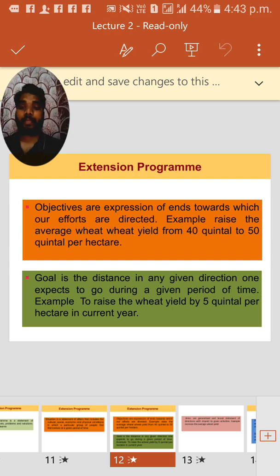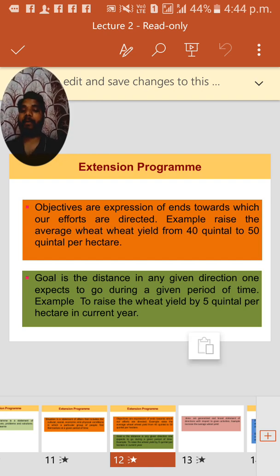Objective. What is objective? We have to know objectives are expressions of ends towards which our efforts are directed. Example, raise the average wheat yield from 40 quintals to 50 quintals per hectare. This is the objective. What is goal? Goal is the distance in any given direction one expects to go during a given period of time. For example, to raise the wheat yield by 5 quintals per hectare in the current year. This is the goal. You may understand easily by this example.